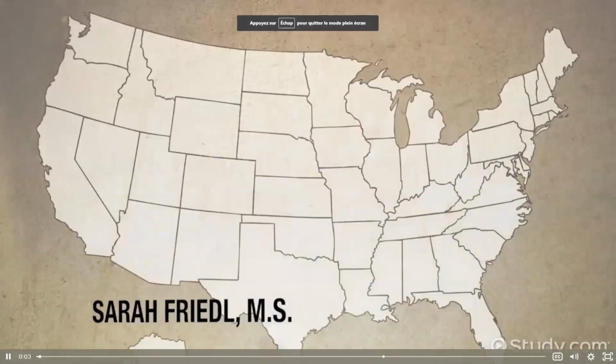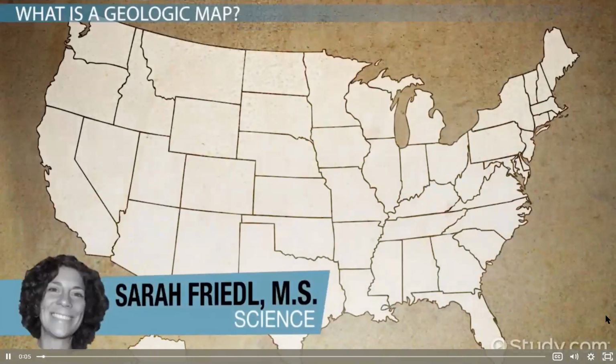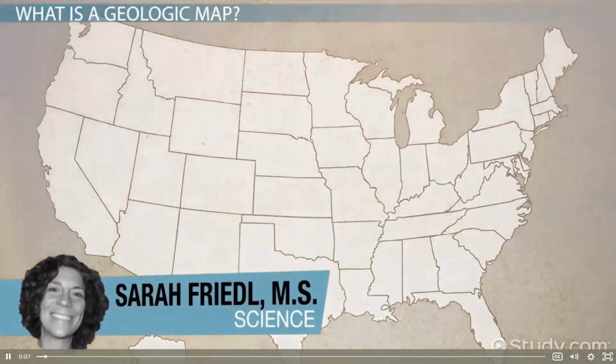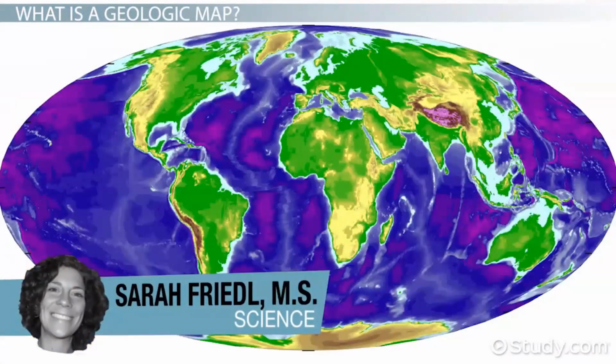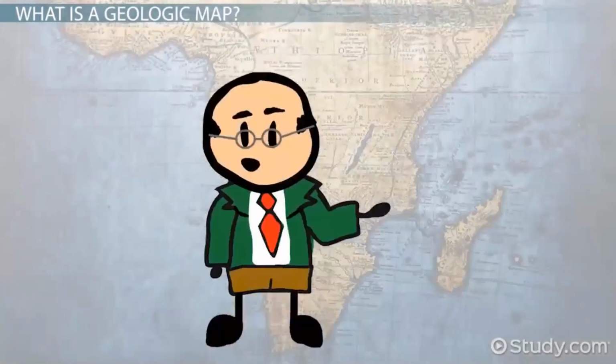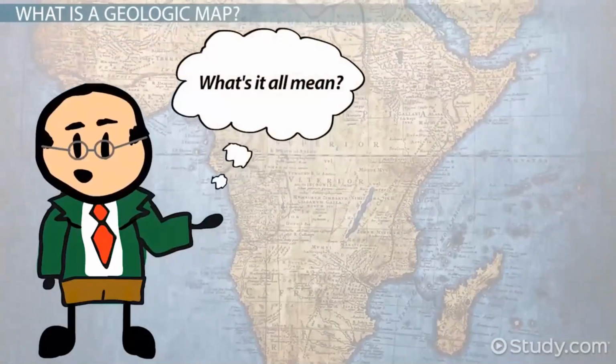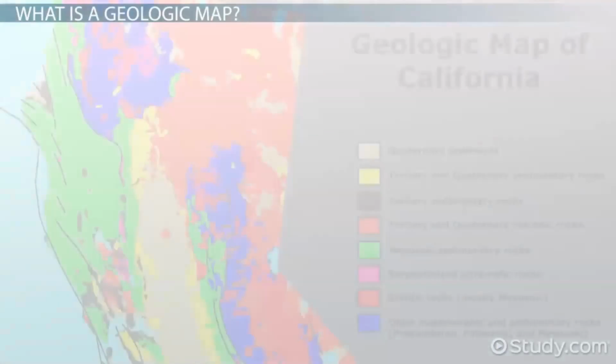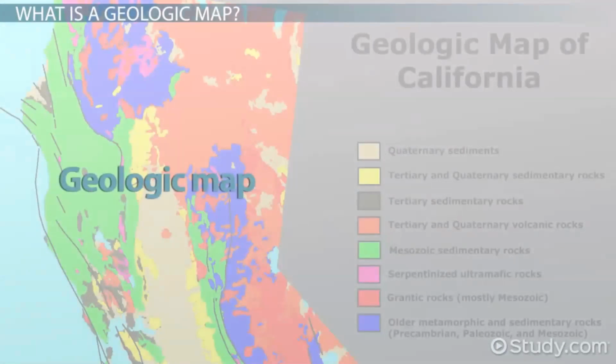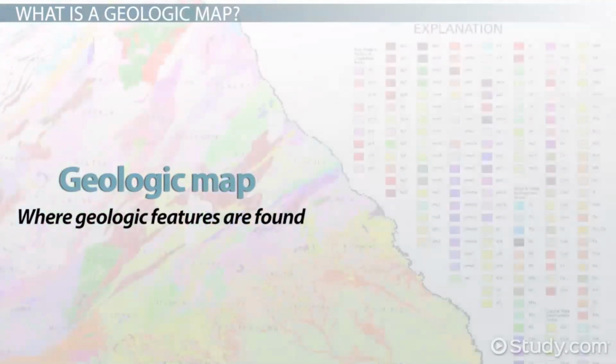When you think of maps, what comes to mind? Probably things like cities, roads, mountains, and lakes. Maps are very helpful to show us where things are located. There are lots of different kinds of maps: street maps, census maps, contour maps, and even geographic maps. Another useful type of map is a geologic map, which shows where geologic features are found.